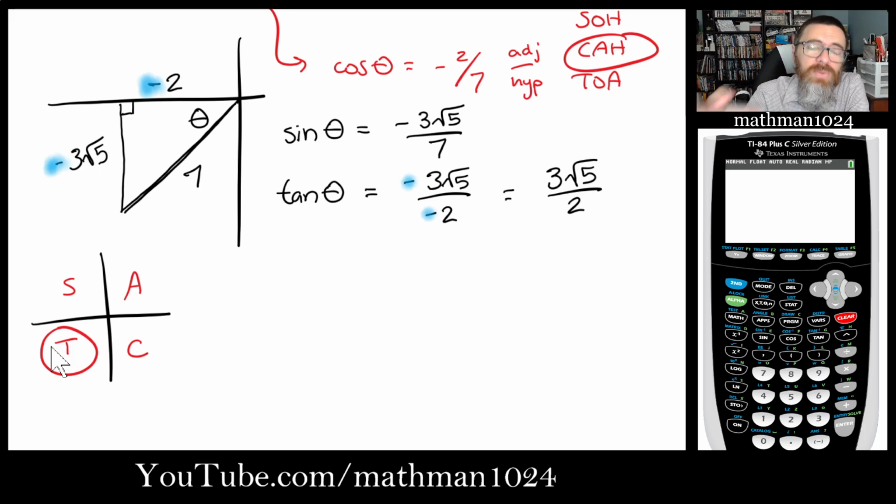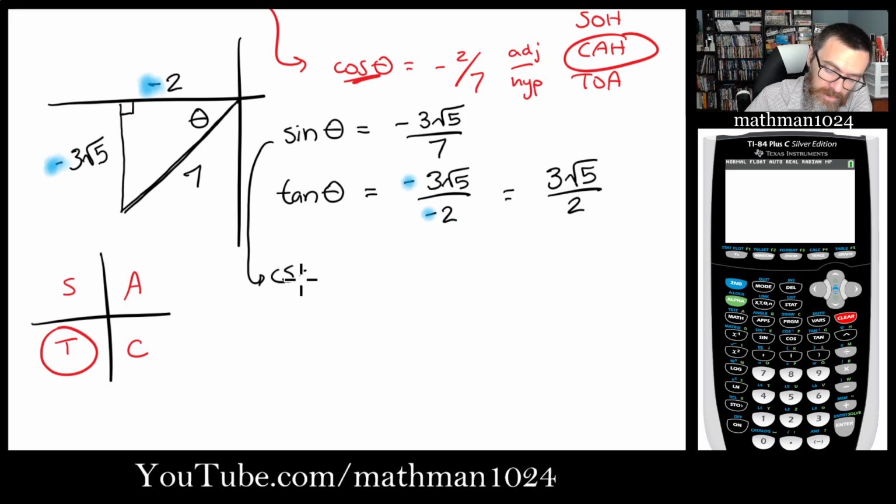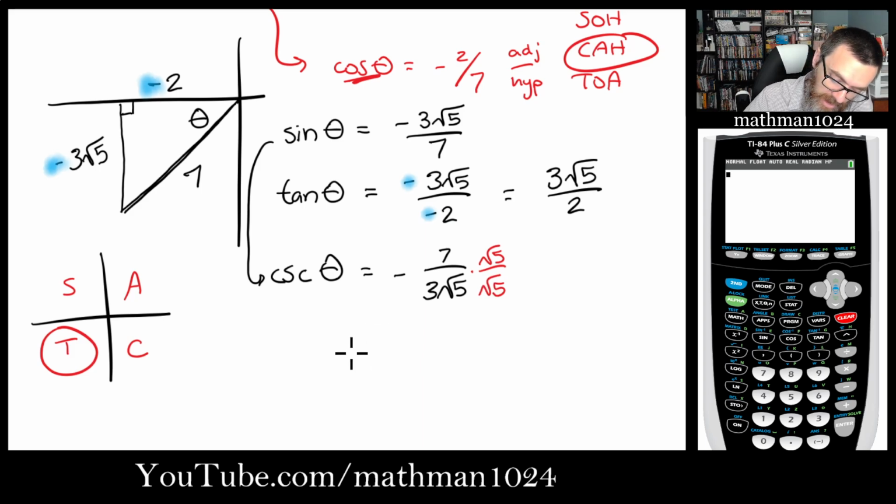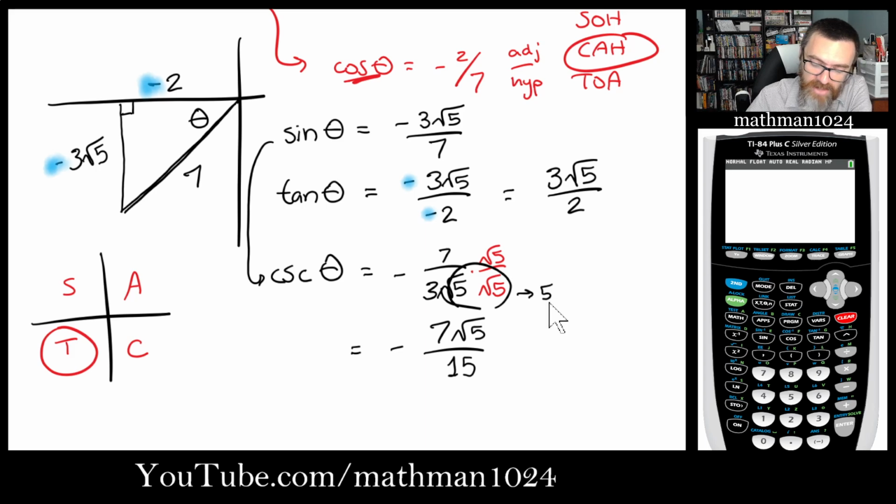Secant is negative, so his reciprocal is also negative. That guy right there. Sine is negative, which means his reciprocal, cosecant, will also be negative. So we need to do the reciprocal of this, which makes that 7 over 3 square roots of 5. Rationalizing here, we just need a square root of 5 factor in the numerator and denominator. And this gives us negative 7 square roots of 5 over 15. These two guys right here are going to give us just a factor of 5.